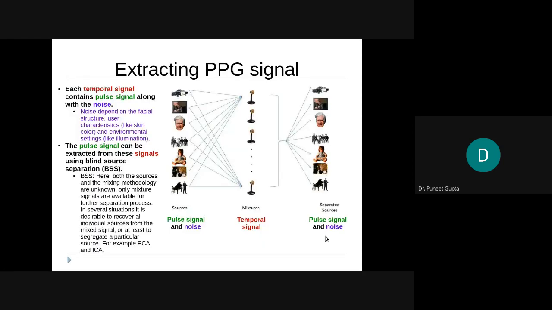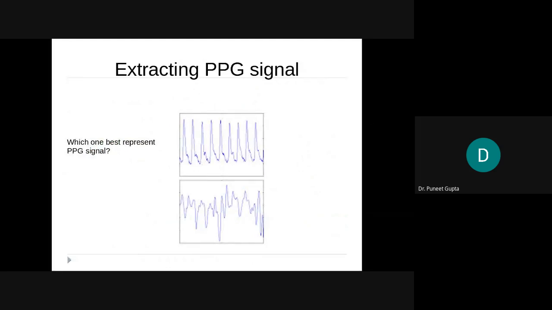So now let's assume that we have lots of temporal signals. We decompose them into several signals. One of them is my pulse signal and the others are noise. So how can I detect which one is the pulse signal and which are noises? To answer this question, let's first look at these two signals. Let's say we got these two signals after decomposition. Which of these two signals, in your opinion, will most probably belong to the pulse signal, and why?